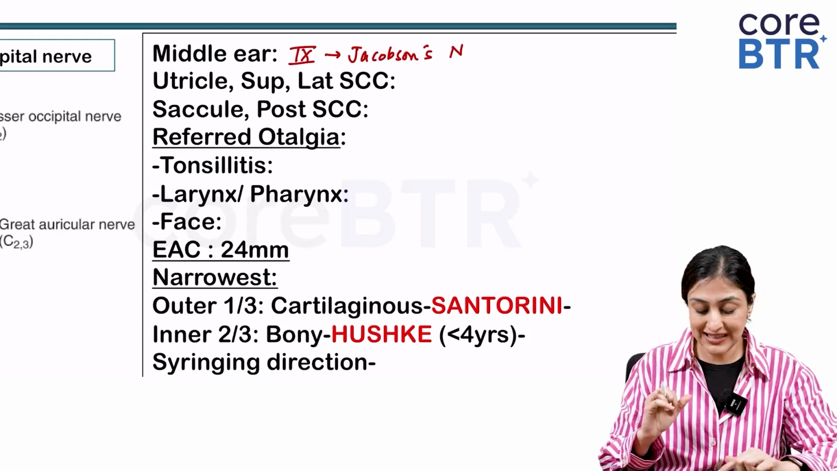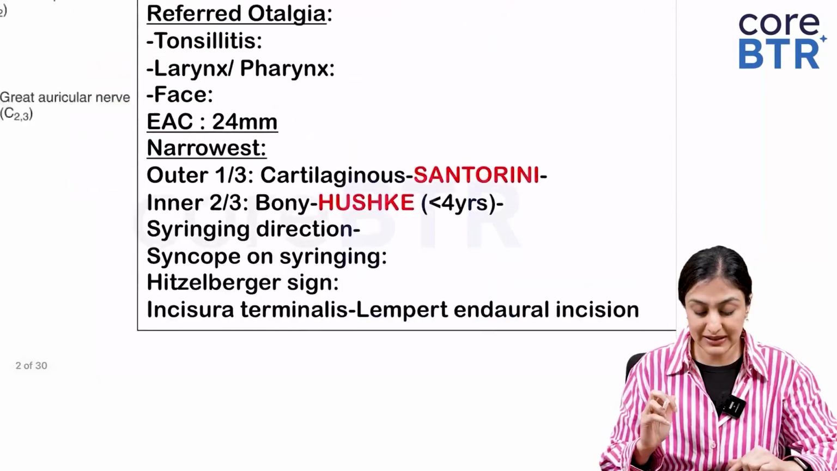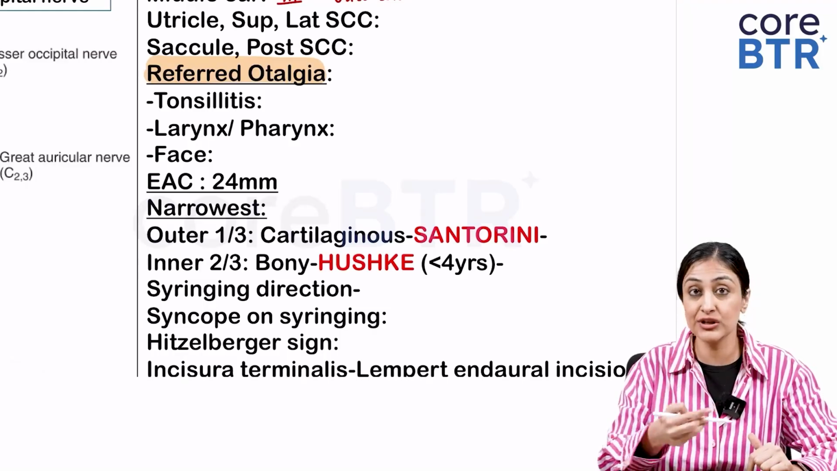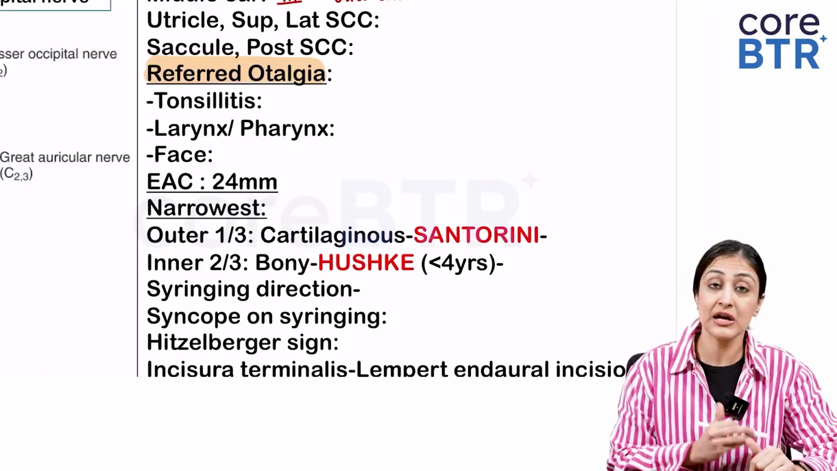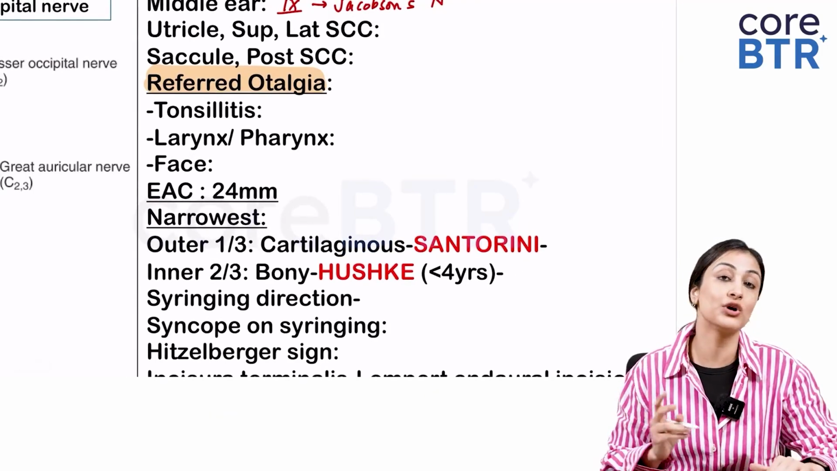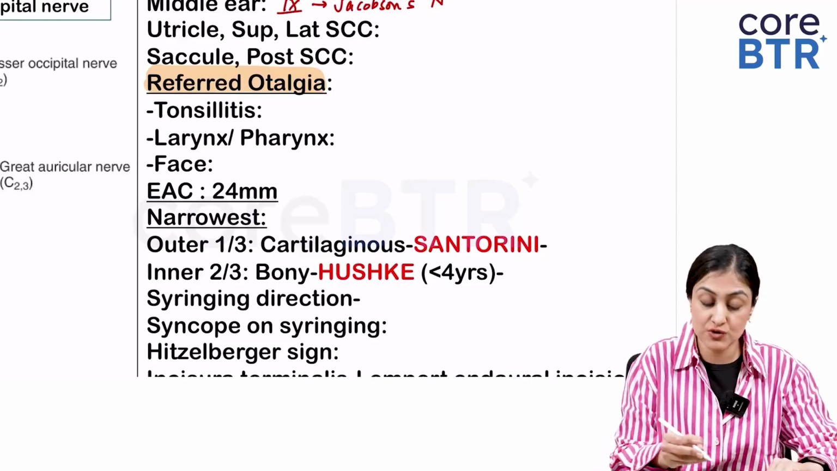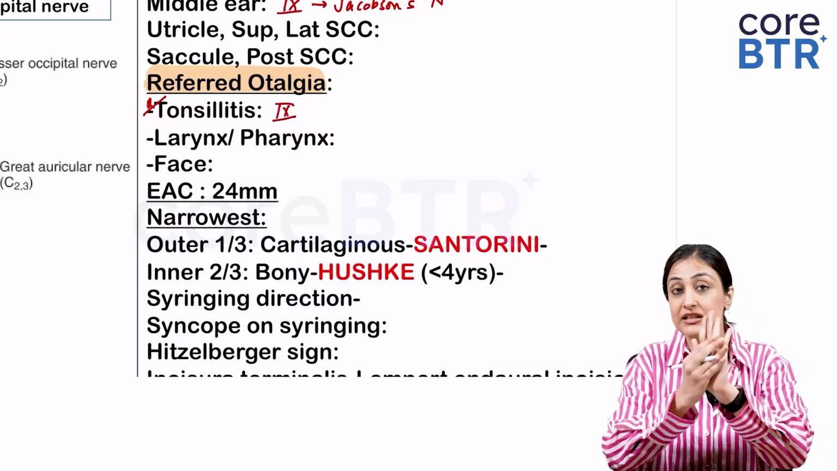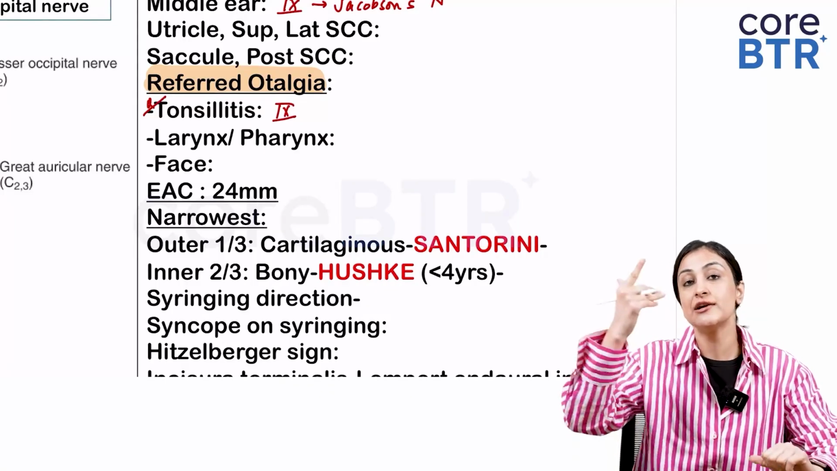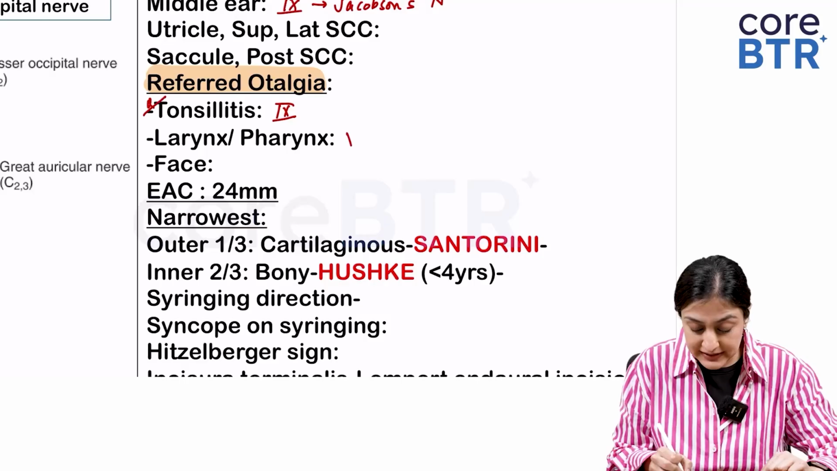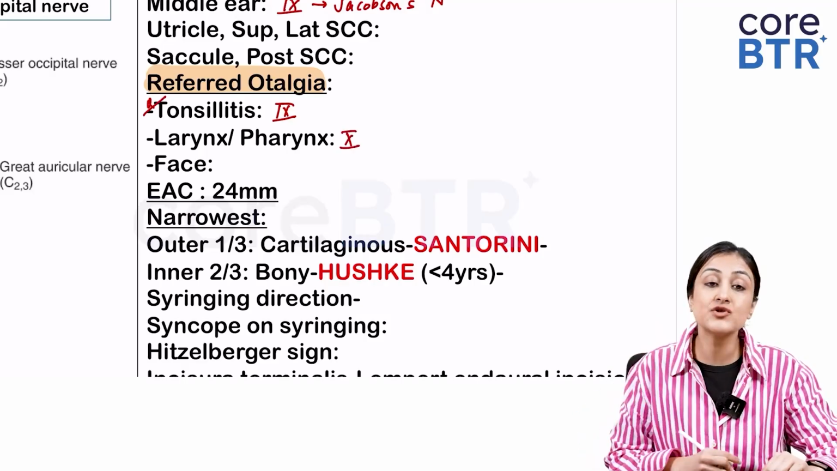Alright, so with this we can learn something, that there can be referred pain, right? No matter where the pain is, it can come to the ear thanks to these cranial nerves which are supplying the ear. So let's say somebody has tonsillitis and they have otalgia. Which nerve is it because of? This is a PYQ. It's because of the 9th cranial nerve, right? Because 9th cranial nerve runs in the tonsillar bed. So that's where the referred pain comes from. Larynx, pharynx, 10th cranial nerve, so that can get supplied to the ear.